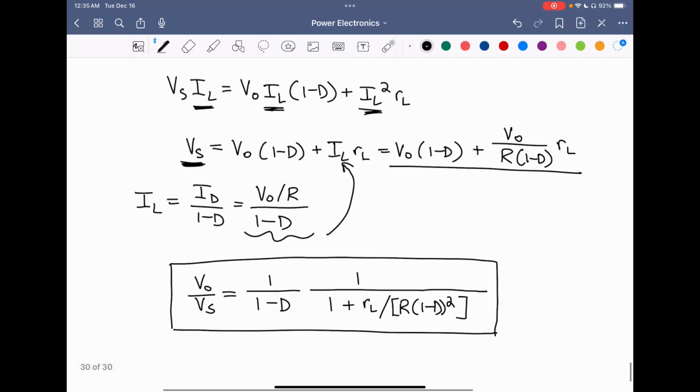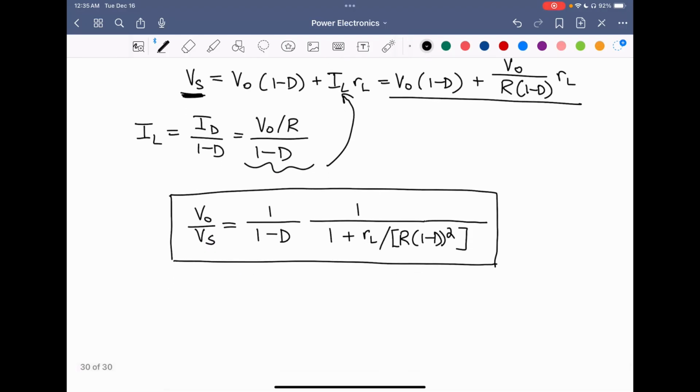Now what we see is that this conversion ratio is the same as that for an ideal converter, which is 1 over 1 minus D. However, we also get this multiplicative factor, which accounts for the inductor's resistance. Now, if the inductor's resistance is equal to 0, then the denominator just becomes 1, and this factor is just equal to 1.